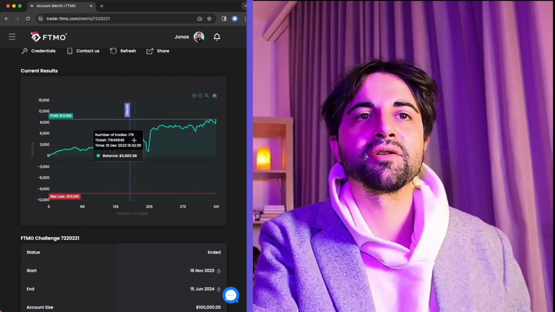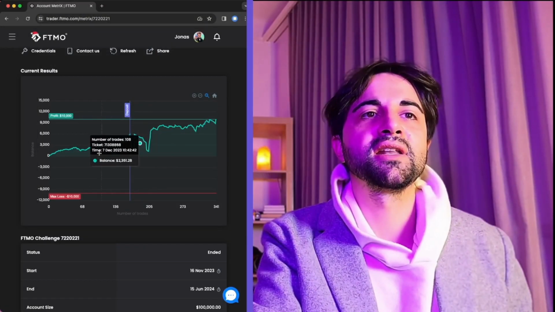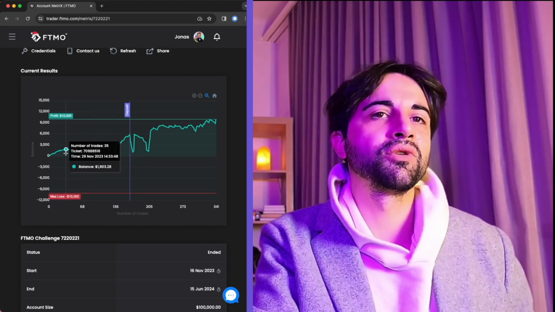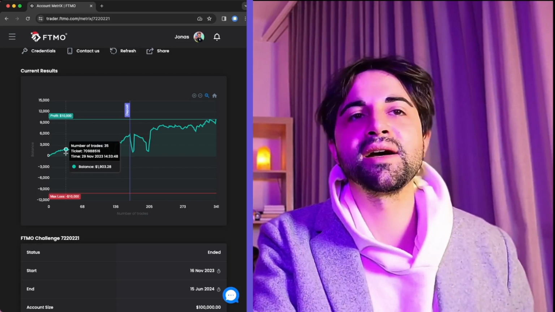So this part of the equity curve or account balance curve I'm not happy about. I wish it didn't happen, but it did happen, and I will show it to you guys here on the channel, of course, because I want to be as transparent with you guys as possible.